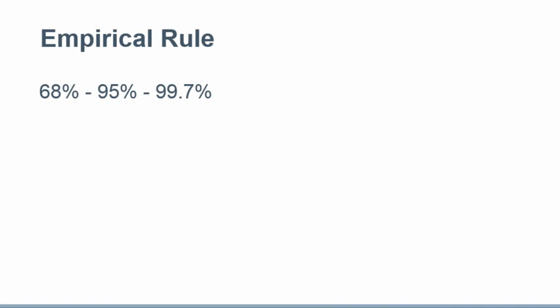To recap the section, empirical rule. The empirical rule tells us that 68% of our data lies within 1 standard deviation of the mean, 95% of the data lies within 2 standard deviations of the mean, and 99.7% of the data lies within 3 standard deviations of the mean.